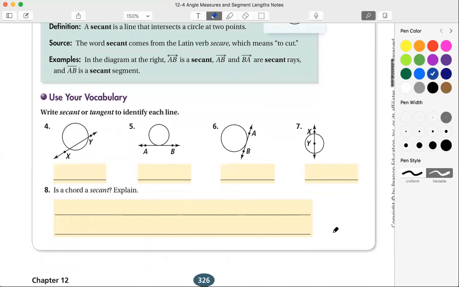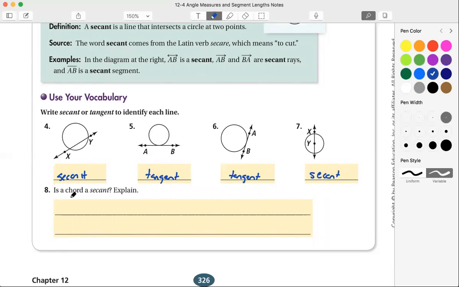All right, so write the word secant or tangent to identify each one. So in number 4, we have a secant. In number 5, we have a tangent. In number 6, we have a tangent. In number 7, we have a secant.